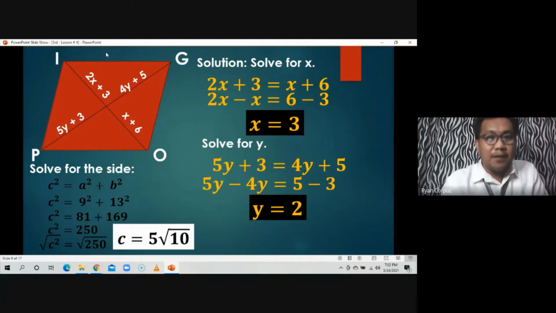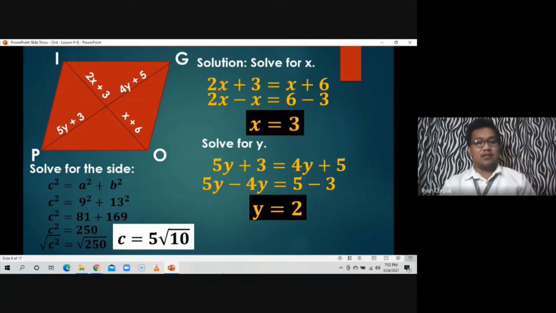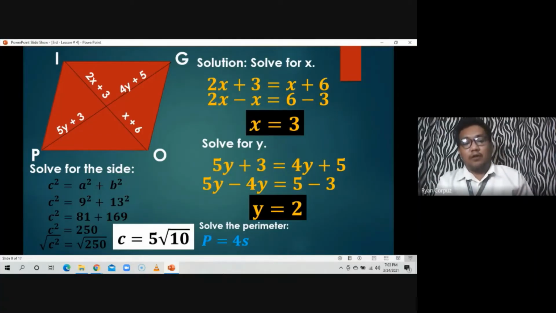Ibig sabihin, 5 square root of 10 yung measure ng side na to. Kung 5 square root of 10 yan, of course, the other three sides are also 5 square root of 10. So by knowing that, we can now solve for the perimeter of that rhombus. We can use the formula P is equal to 4S. Same lang naman siya ng formula ng square. Kasi we are pertaining to the perimeter of it, and a rhombus has 4 congruent sides.